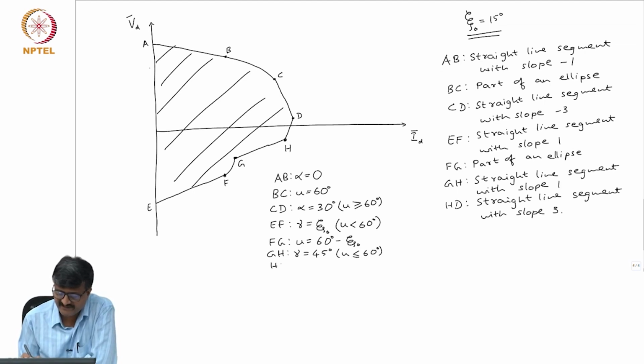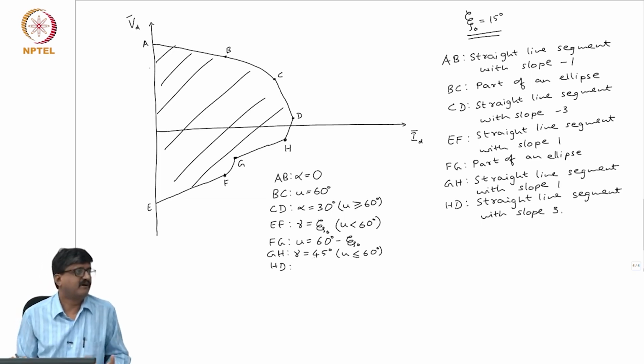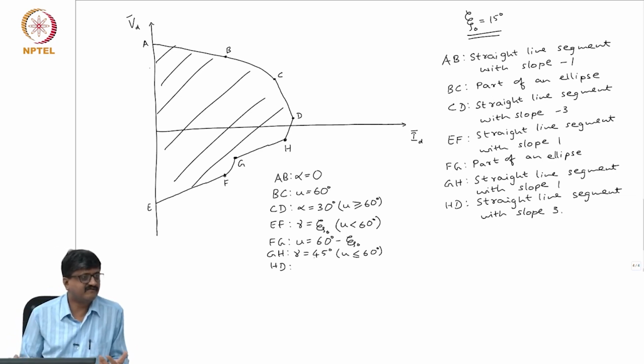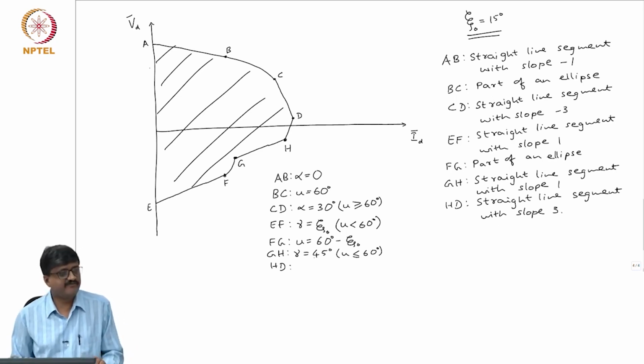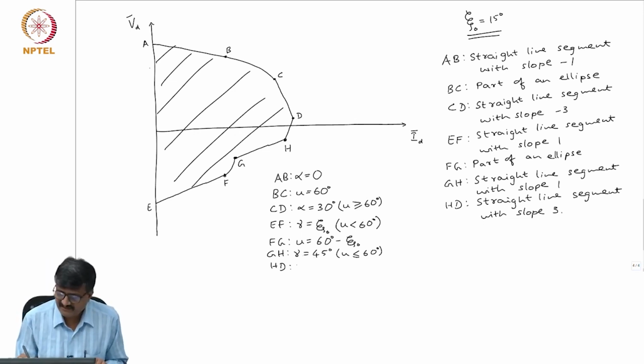And finally HD. See, whenever the slope of the straight line segment is 1 or minus 1, it corresponds to constant gamma or constant alpha. The value of U is less than or equal to 60. Whenever the slope of the straight line segment is plus 3 or minus 3, it is plus 3 for constant gamma and minus 3 for constant alpha. U is greater than 60 degrees. So HD corresponds to gamma equal to 45 degrees, but U is greater than or equal to 60 degrees.